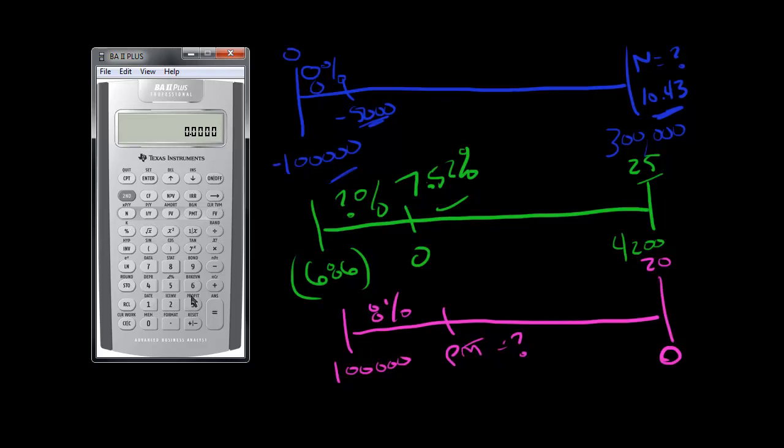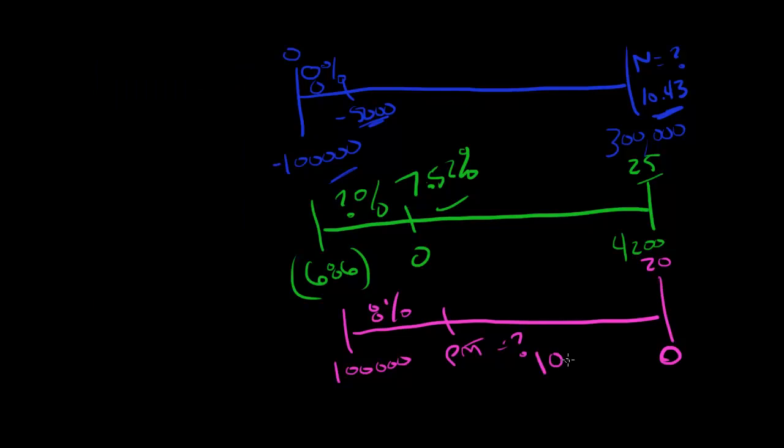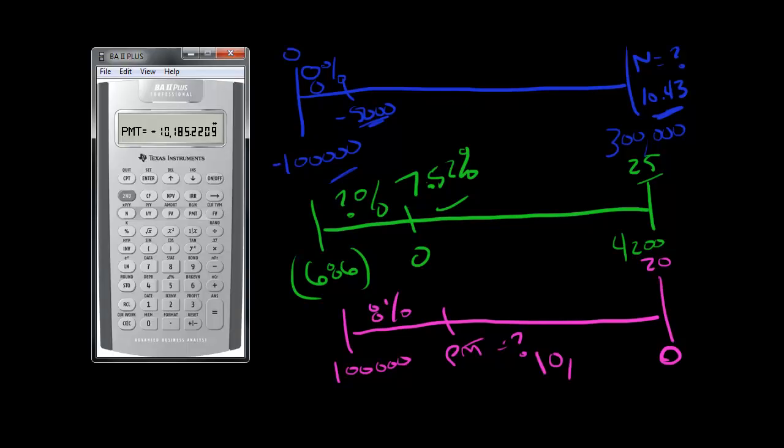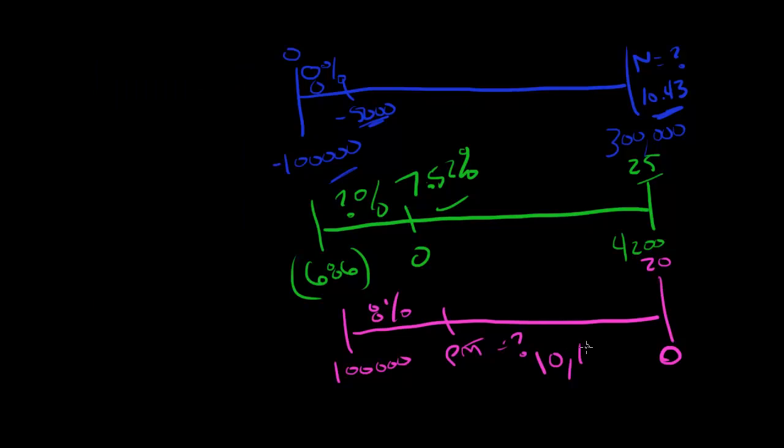So again, let's work from left to right. So let's hit 20, and then we have the interest rate of 8%. And the present value of this factory is $100,000. And I'm going to find my payment. I'm going to go ahead and put 0 as future value. And I'm going to press compute payment. And I find my payment will be $10,000. I missed that number. $10,185.22. That'll be my equal payment that I have to pay over the 20 payments to kill the loan off.